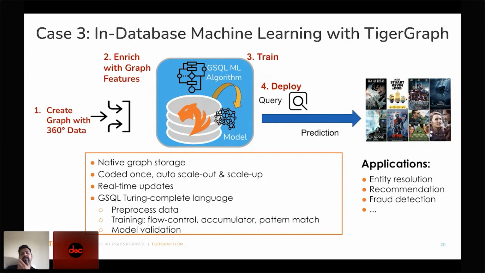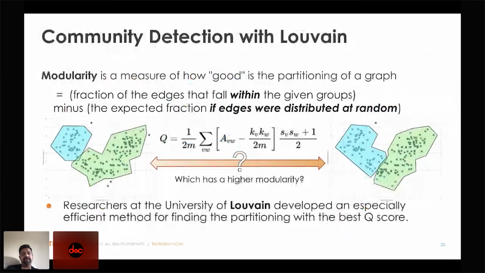So what do people use it for? They use it for mission critical workloads where the turnaround time is really important. We can typically cut the time to insights in half or more using an in-database machine learning approach. Community detection is something that's very popular.